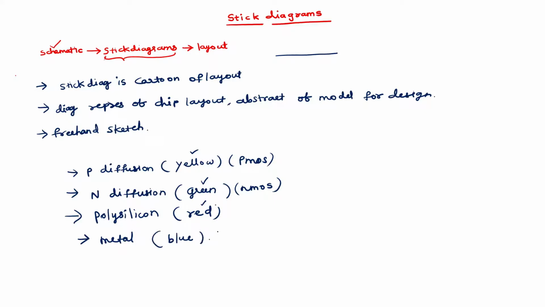Generally we will be using metal 1 here. If you don't know what metal 1, metal 2, metal 3 are, I already made a separate small video on that. You can watch that; I will paste it in the description. Metal 1 will be blue, metal 2 will be brown, and metal 3 will be magenta. So there are only 4 important things to remember first: P diffusion yellow, N diffusion green, polysilicon red, and metal blue. Then we will discuss some basic rules of stick diagrams.